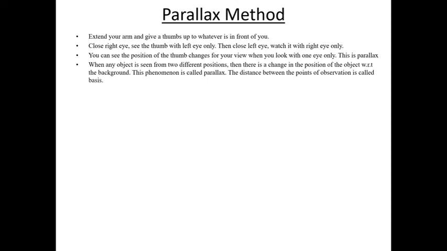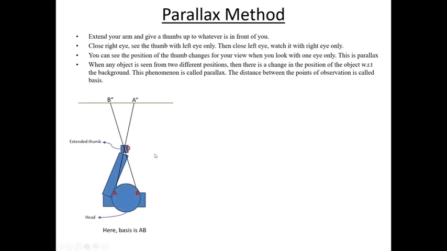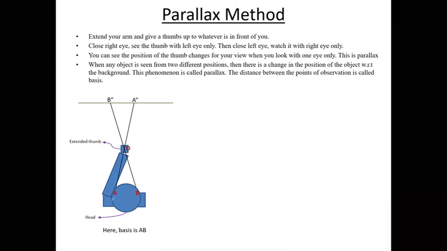Let me explain this to you with a diagram. Now this blue figure is a man or a woman, and this circular thing is his head, and he has extended his left arm and stuck his thumb out. Now when he closes his right eye, that is at B, this is the right eye, then he sees through A only, and he sees the thumb at a position A dash at the screen. This green line is the screen, you can call it S screen.